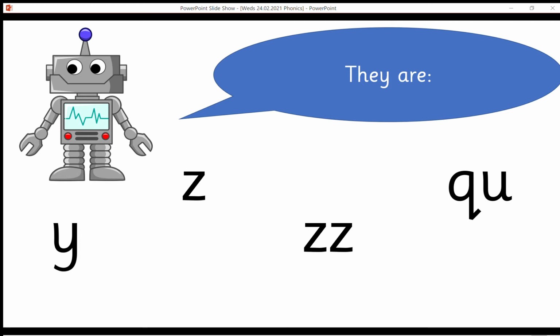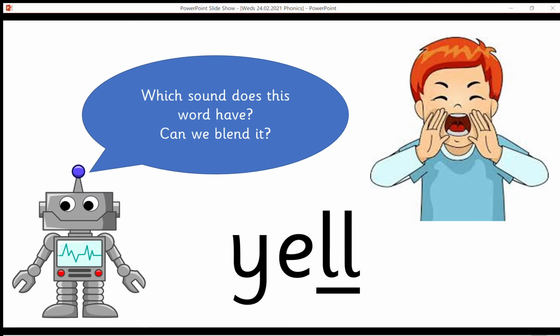Well done. Okay. I would like you to blend these words using your Rex robot arms, and then I will have a go, and then we will find out what sound from the recap sounds we're doing today the words have. So, off you go. And my turn. Yell. Which sound does this word have that we're recapping this week? Does it have yep, z, digraph z, or qu? Yeah, excellent. Well done. It has the yep sound.